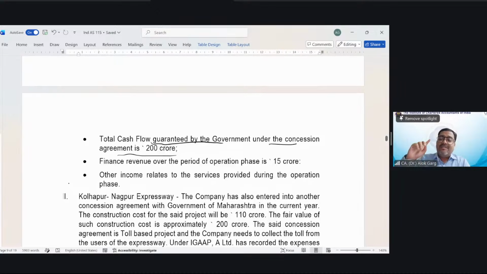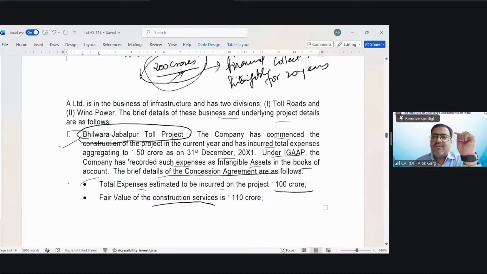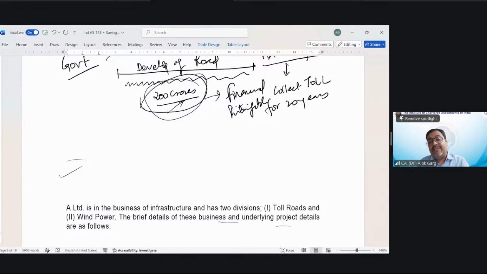When I was explaining the financial asset and the intangible asset, I talked in reverse. When you have a right to collect a fixed amount, it will be a financial asset. And when you have a right to collect, it will be an intangible asset. So my bad.